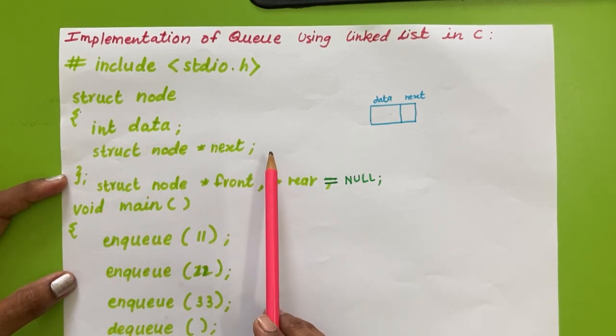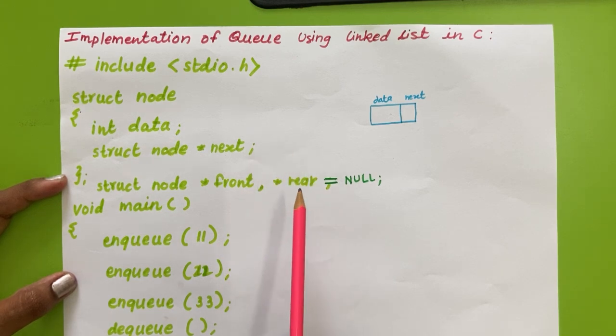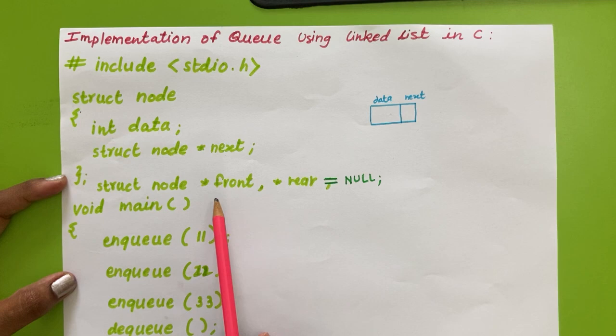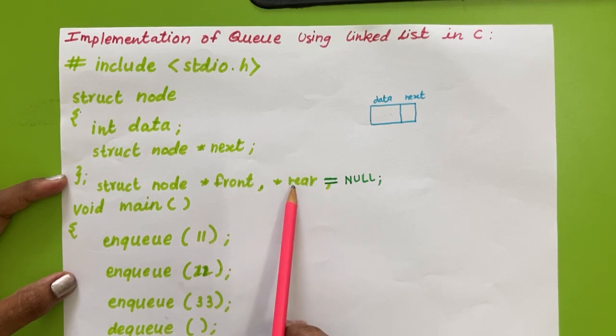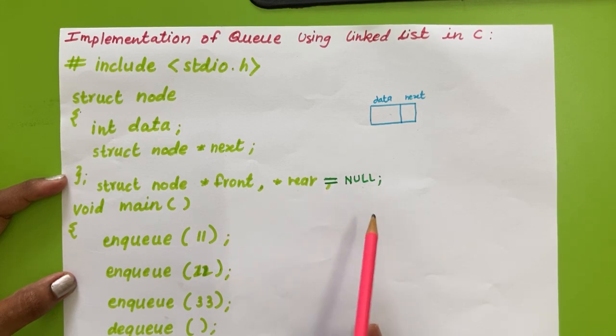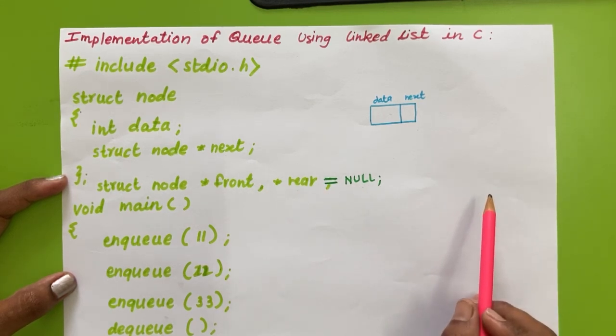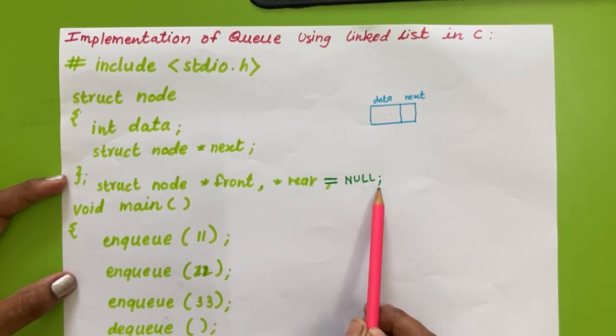And again, for accessing elements in the queue, we have a need of two pointers. One is representing front and other is representing rear. So I have initialized here both pointers to null because currently we don't have any front or rear element present in the linked list. That's why I have initialized it to null.